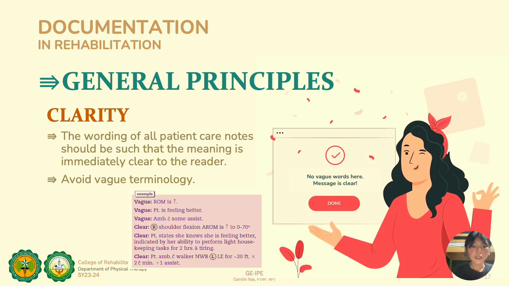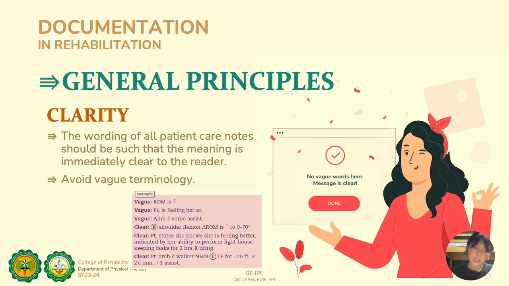Next, "Patient states she knows she is feeling better, indicated by her ability to perform light housekeeping tasks for 2 hours without tiring." Okay. So, mas specific siya, when does she feel better? What specific type of feeling? Paano niya nasabi na naging better na yung kanyang feeling, no? And it was stated there in the revised one.